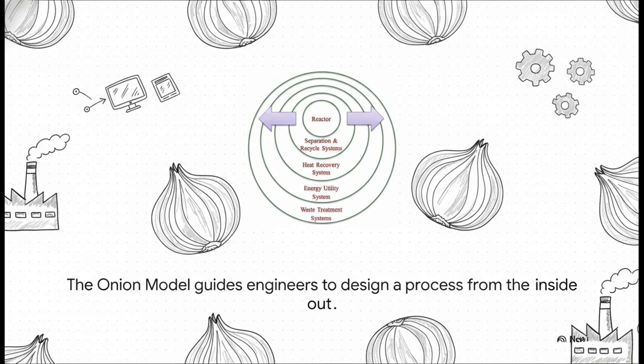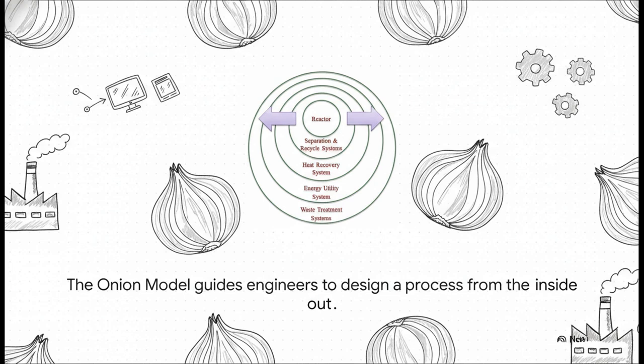The model tells engineers to design the whole process in layers, like an onion. You start from the most critical part, the core, and you work your way out. And this inside-out approach is the secret sauce. Why? Because it forces you to solve the biggest, most fundamental problems first.